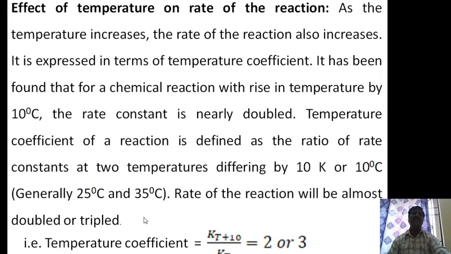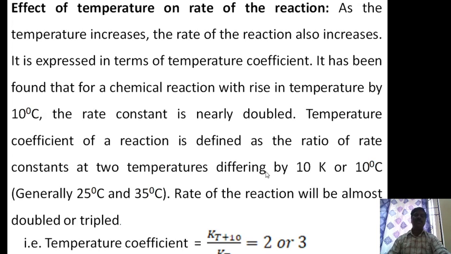And this is called the temperature coefficient. The temperature coefficient is equal to the ratio of rate constants at two different temperatures, the lower temperature and the higher temperature. Here the rate constant is taken at 25 degrees Celsius and at 35 degrees Celsius. Therefore, for a 10 degree rise in temperature, or 10 Kelvin rise, the rate of the reaction increases by a factor of between 2 and 3, almost double. This is called the temperature coefficient.